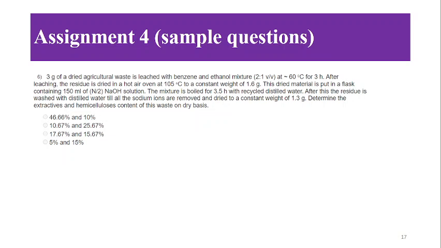Next question is: 3 grams of a dried agricultural waste is leached with benzene and ethanol. After leaching, the residue is dried in a hot air oven at 105 degrees Celsius to a constant weight of 1.6 grams. Then this dried material is put in a flask containing 150 ml of N by 2 NaOH solution. The mixture is boiled for 3.5 hours with recycled distilled water. After this, the residue is washed with distilled water till all the sodium ions are removed and dried to a constant weight of 1.3 grams. Determine the extractive and hemicellulosic content of this waste on dry basis.